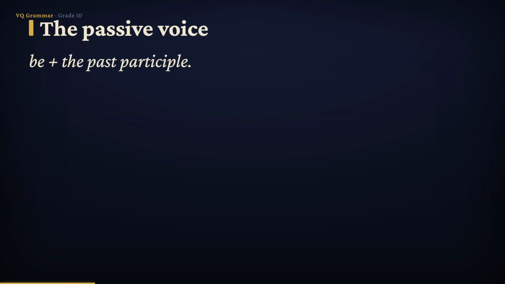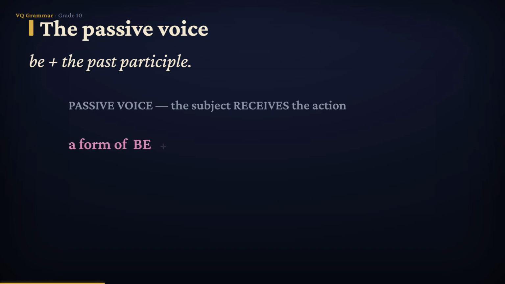Now flip it. A verb is in the passive voice when the subject receives the action instead of performing it. And the passive has a fixed recipe, one you already know the ingredients for. A form of the verb be plus the past participle. Remember the past participle from our principal parts? Thrown, repaired, broken, written. Put them together.